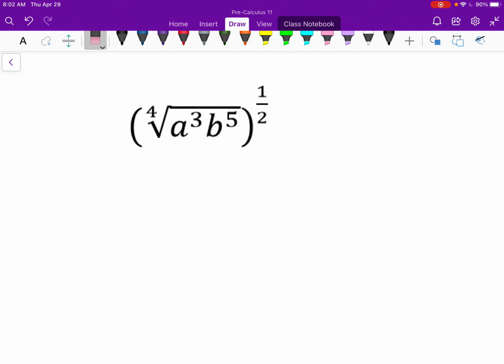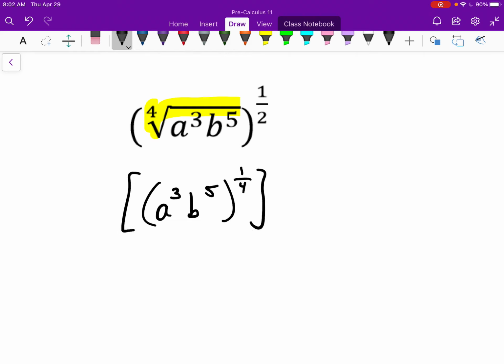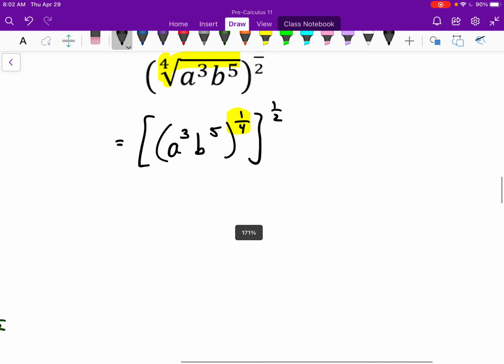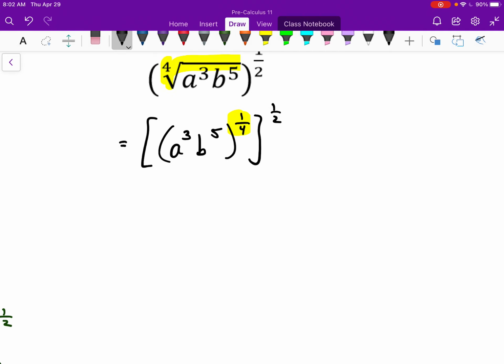All right, so same idea. In the end, I want to write everything with just powers anyway, so why don't I just right away take this 4th root and write it as a power of 1/4. And then all of that is being raised to the 1/2. And again, one power raised to another, you multiply them together, and as we've seen many times over the last many lessons, multiplying with fractions is quite pleasant. And so I have a cubed b to the power of 5, all to the power of 1/8.